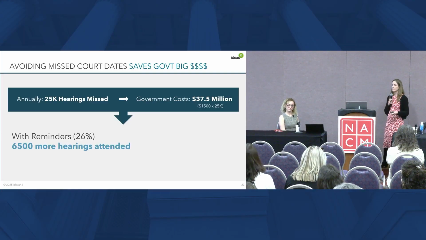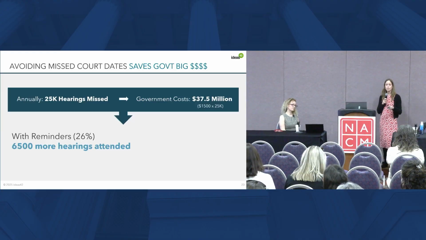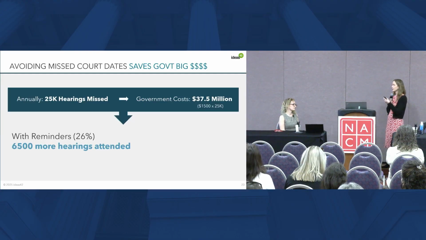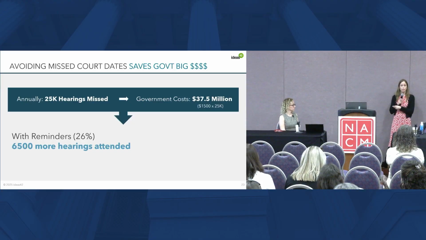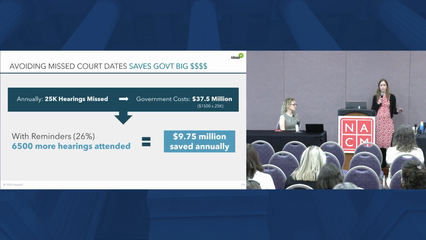But if you have an effective reminder system in place, you can take a huge chunk out of that cost and that impact. So we're going to use the 26% number. Isabel mentioned that comes from our study, but other studies have shown even higher impact. If you take 26%, that's 6,500 more hearings that are attended. That saves almost $10 million. And I should say that's the government as a whole, not just courts.